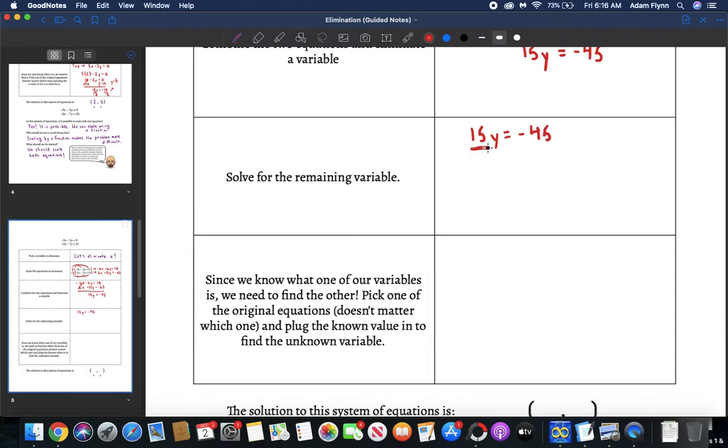I'll divide both sides by 15 to solve for my y. The 15s will cancel, so I get y equals -45 divided by 15, which is -3. Okay, so since we now know what our y is, we can take this -3 and substitute it in for y in one of our original equations in order to solve for x.